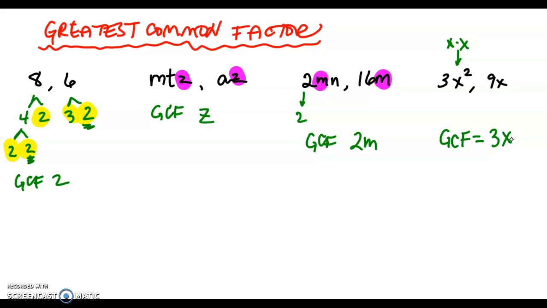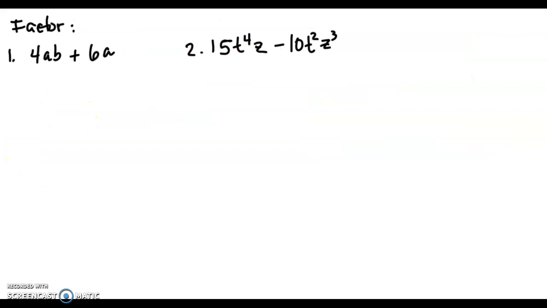Okay, let's apply this to an expression. Okay, here's 2 expressions for us to look at, and the instruction is to factor. When we factor, the very first thing we try to factor out is the greatest common factor. So looking at number 1 here, what is common to these 2 terms? Here's the first term and the second term. What do they have in common?